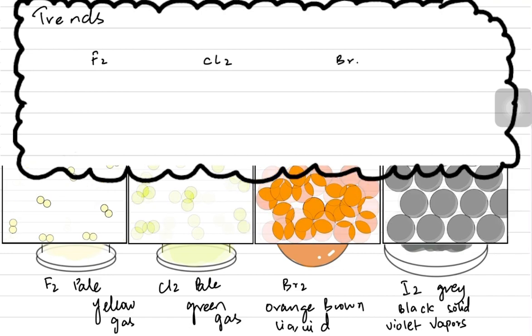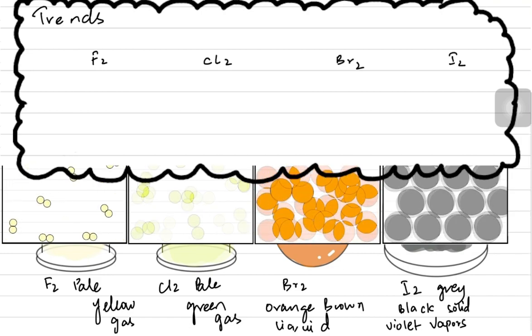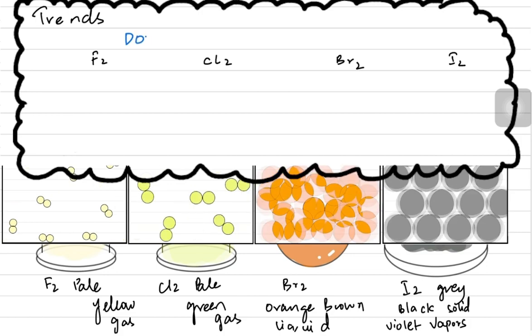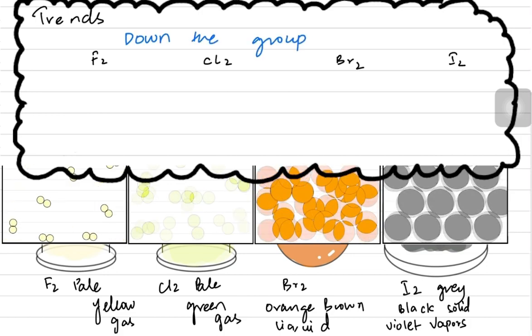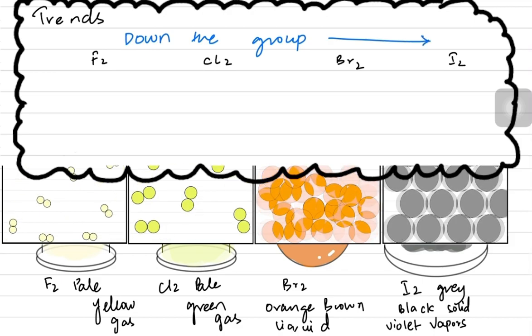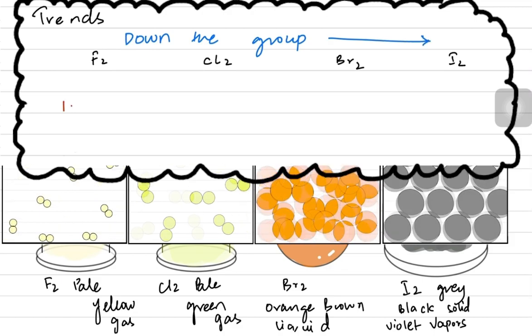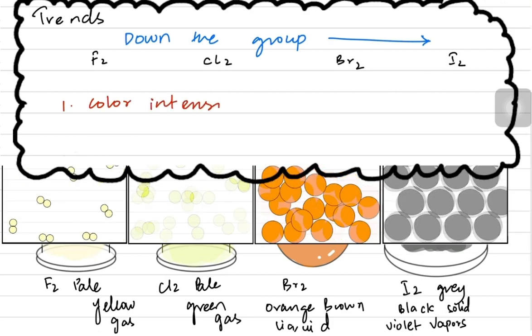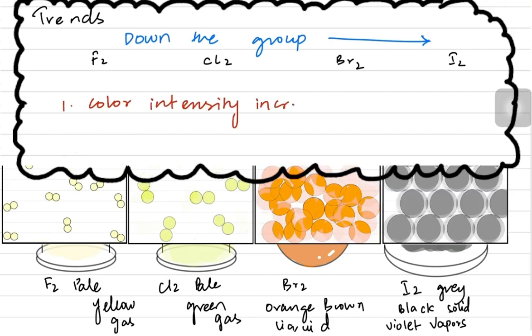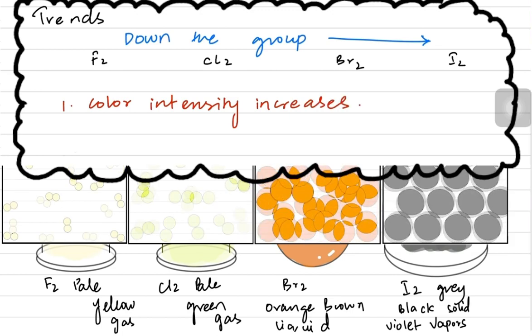When we say down the group, we mean starting from fluorine and ending at iodine. One thing is for sure, that the atoms are bigger, but let's write about color: the color intensity increases. You can see the color becomes more and more dark from fluorine to iodine. We don't have to talk about the reason right now, but we just know the trend.